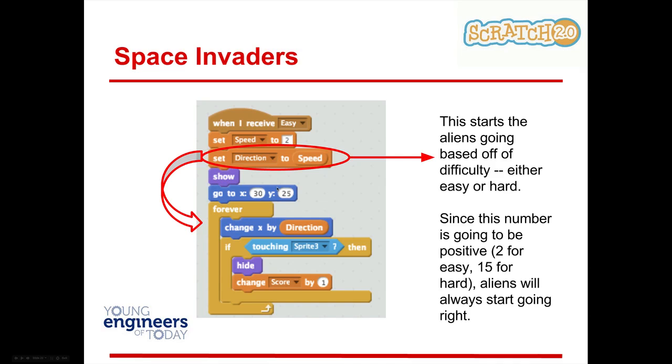All right? But notice we went from speed is to 2. So 2 is the speed. So as far as the computer goes, whenever it sees the word speed, it's going to think 2 in this case. And then we took speed and we assigned it direction. So now direction is worth 2. So we're going to have the loop running and we're going to have X always going 2. If I touch the laser, I'm going to hide, change the score by 1. Since the number is going to be positive, 2 for easy, 5 for aliens, the aliens will always start going right. All right?